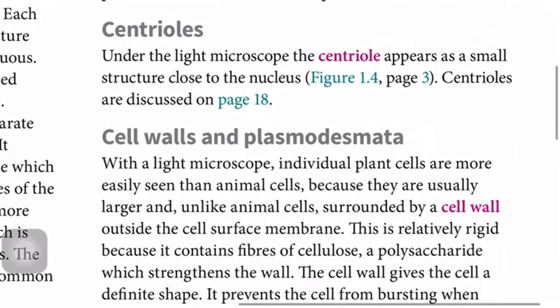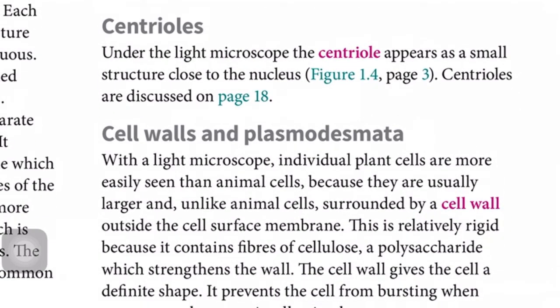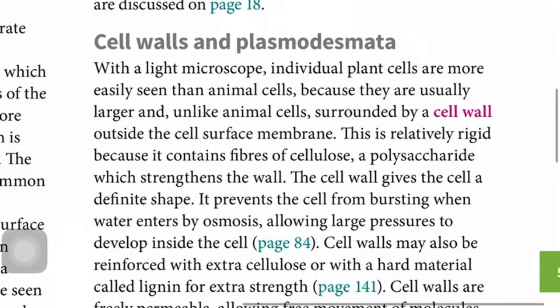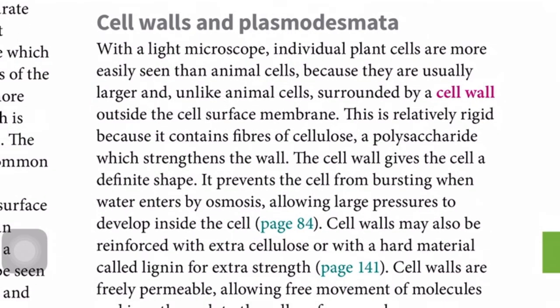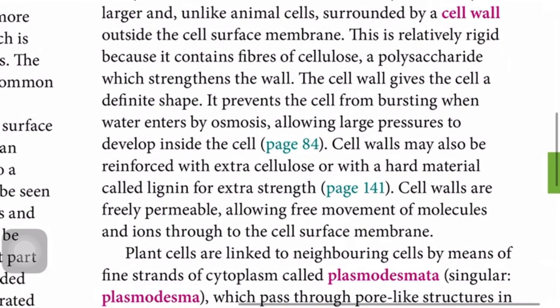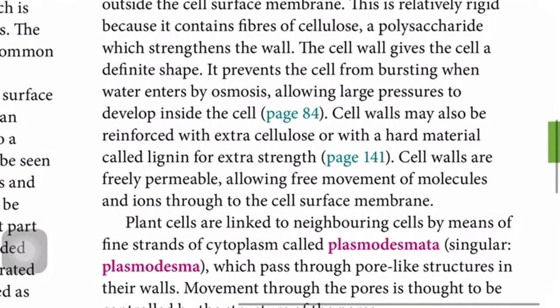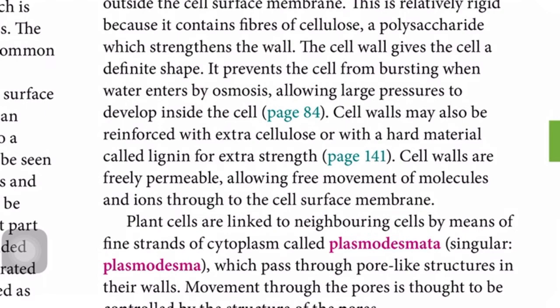Centrioles. Under the light microscope, centrioles appear as a small structure close to the nucleus. Centrioles are discussed on page 18. Cell walls and plasmodesmata. With the light microscope, individual plant cells are more easily seen than animal cells because they are usually larger and, unlike animal cells, are surrounded by a cell wall outside the cell surface membrane. This is relatively rigid because it contains fibers of cellulose, a polysaccharide which strengthens the wall.